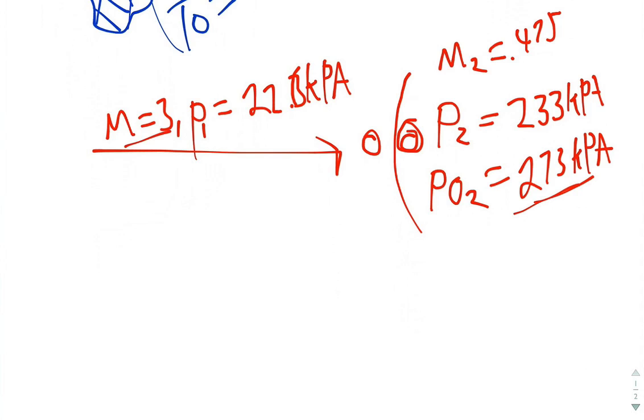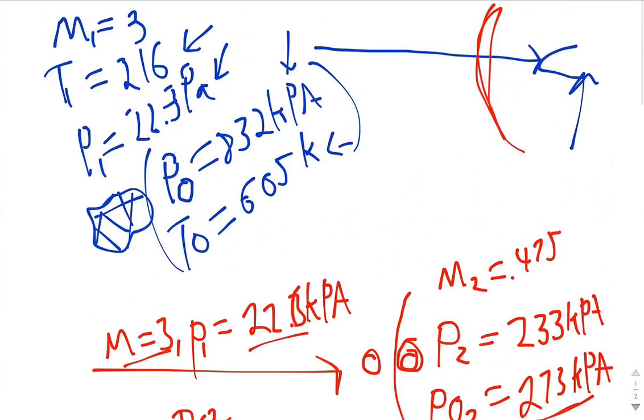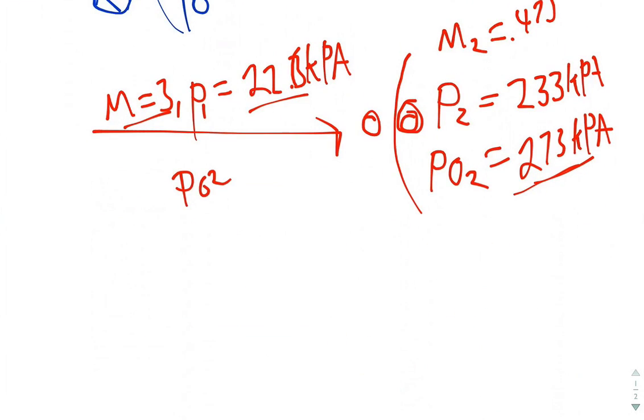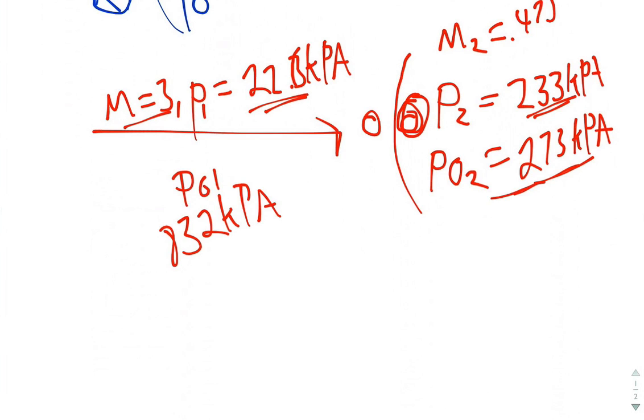So we started at Mach 3. This was the pressure. And we had a total pressure of, what was it? 832 kPa. We went across the shock. Our pressure rose from 22, or basically 23 kPa to 233 kPa. And we calculated using the isentropic relations. We took the same parcel, now moving at Mach 0.475. With this pressure, we isentropically decelerated it using the isentropic relations and discovered at Mach 0, where it reaches stagnation pressure, we had 273 kPa.